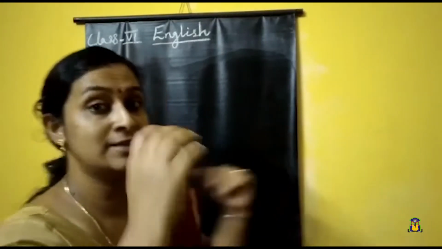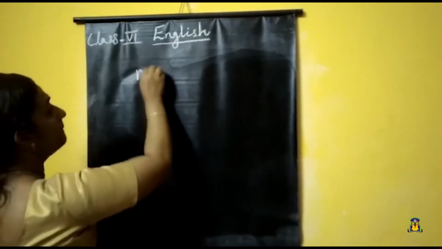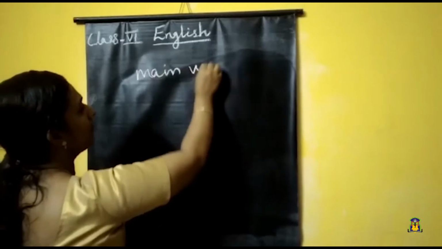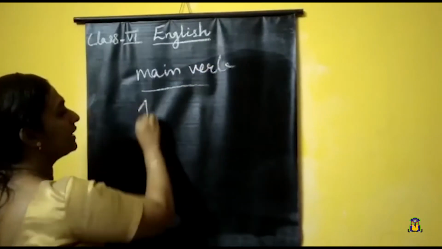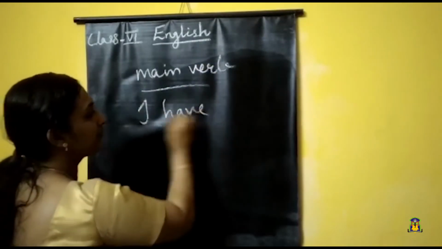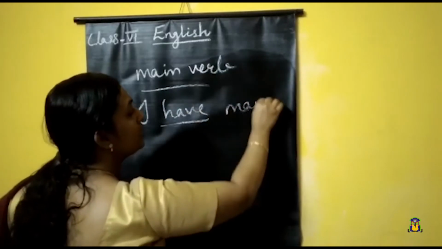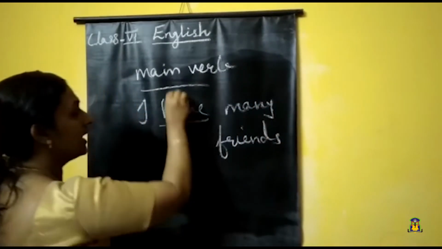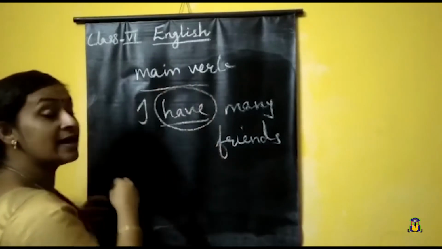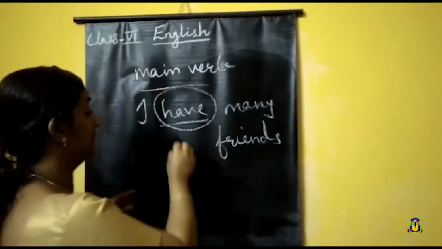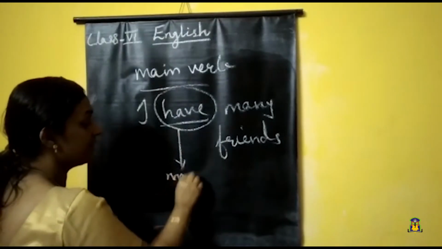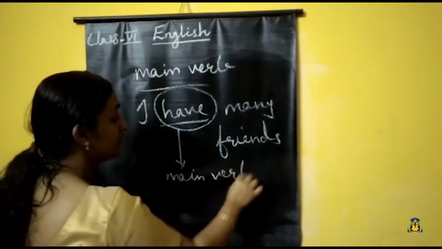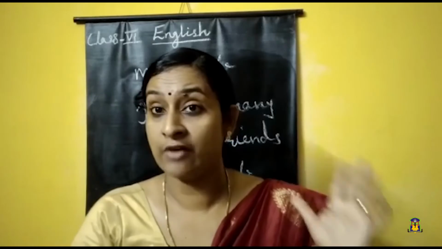I have many friends. So, here we can see have is used as main verb. Okay, have is used as main verb. So that's the first use of have.